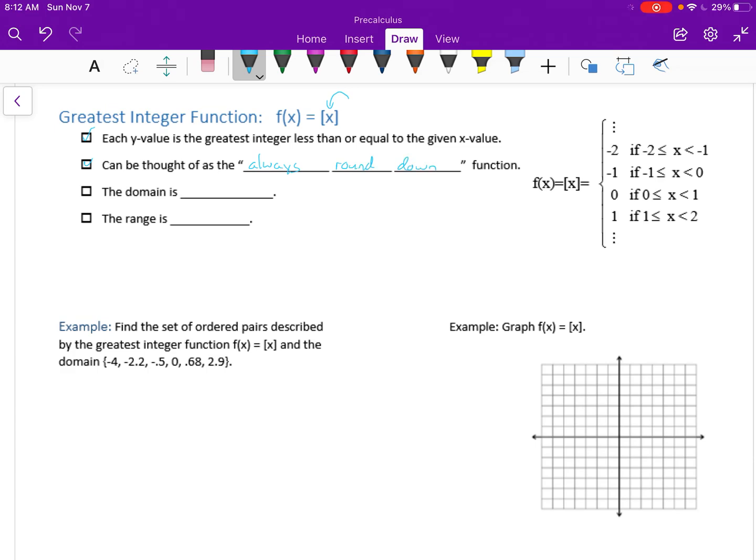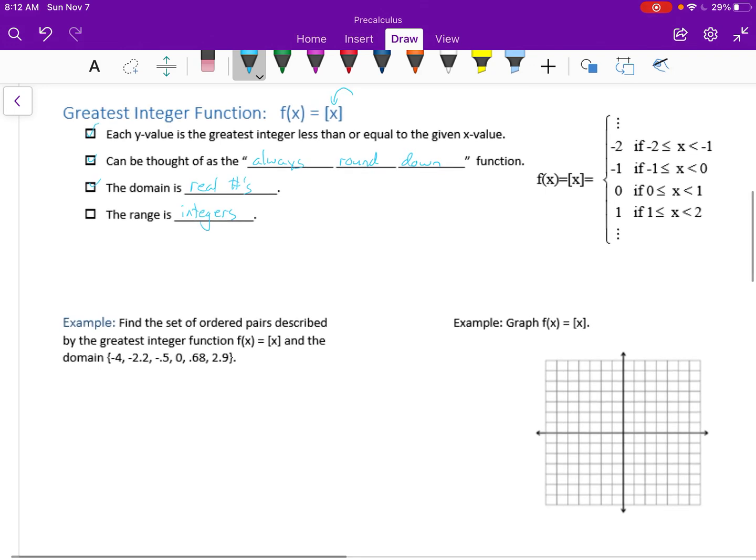Always round down function. The domain is the real numbers. And the range, if we're always rounding down to the nearest integer, the range is just going to be the integers. So the reason we study this in this lesson is because it is a piecewise function.